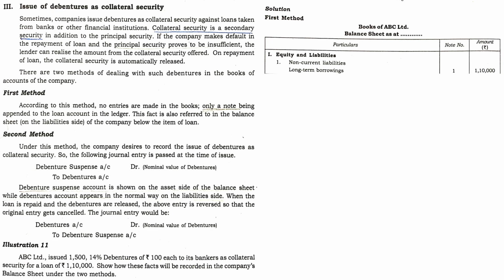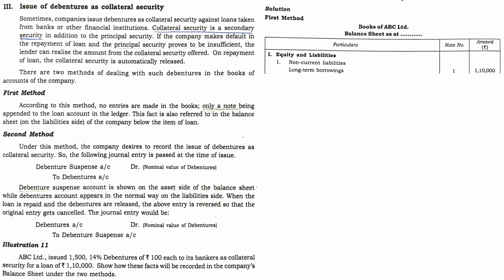Under long-term borrowings, there are different types. There will be the issue of debentures, loans from the banks, and so on. So how are you going to identify the source of this 1,10,000? For that purpose only the note number is used. So let us go to that.